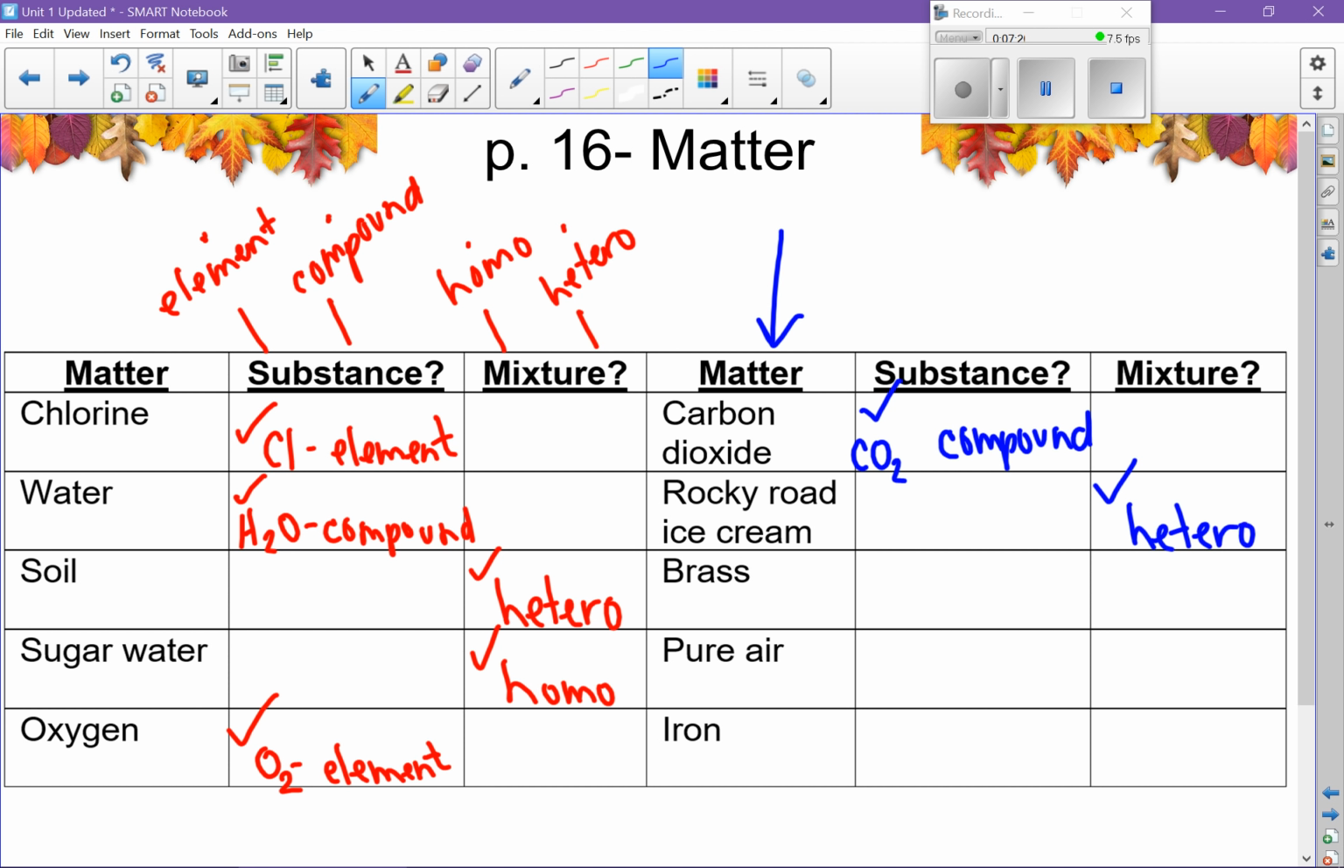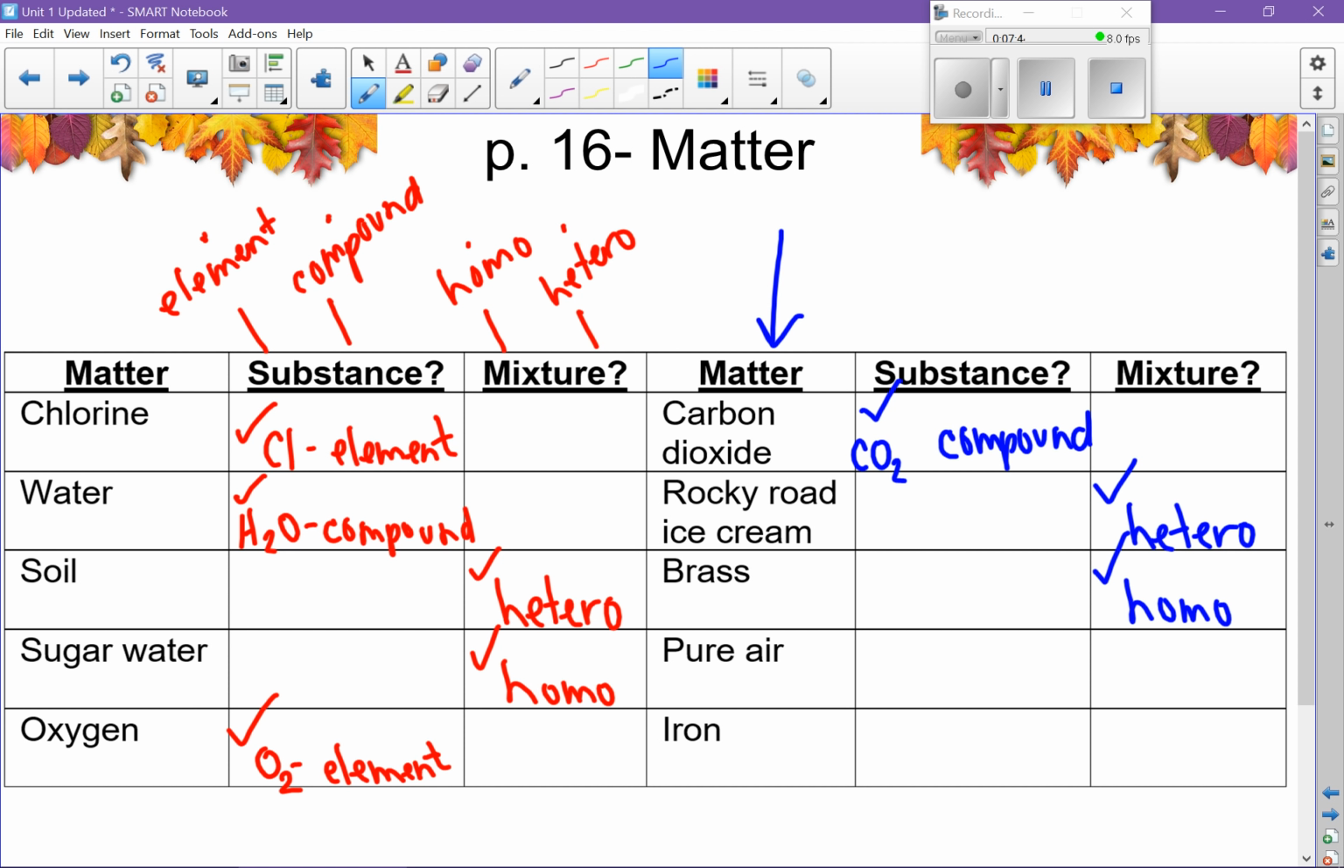Brass is what they make musical instruments out of, like trumpets and saxophones. It kind of looks like gold, but there's actually a lot of different parts that it has. It's a mixture of many different things. But that whole entire trumpet that it's made out of looks the same. You can't see the parts that are in there. You can't see what's mixed in, which makes it homogeneous.